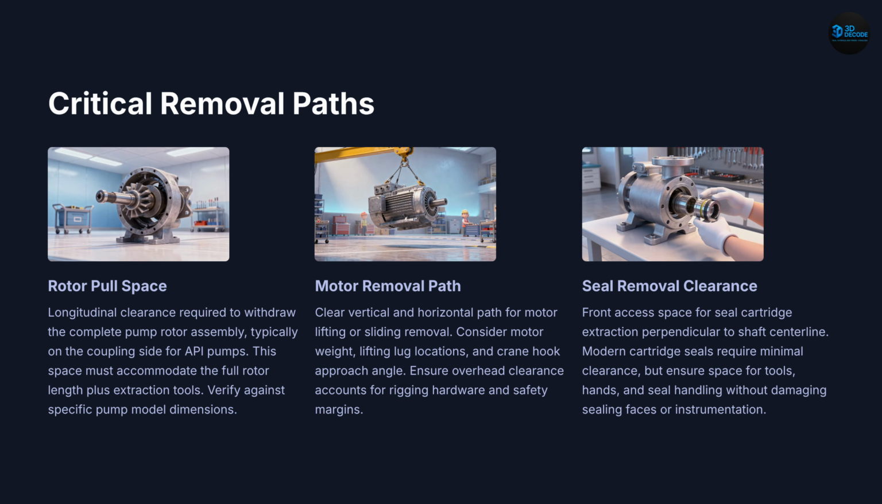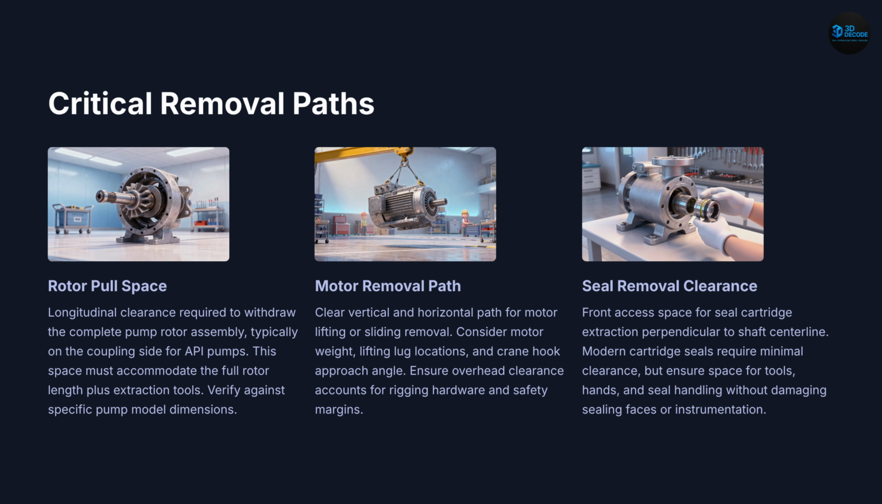Next, critical removal paths. Now let's talk about something that can completely shut down a refinery: removal paths. Because maintenance is not just about opening bolts. Heavy components must physically move through space, and if the path is blocked, maintenance becomes impossible.